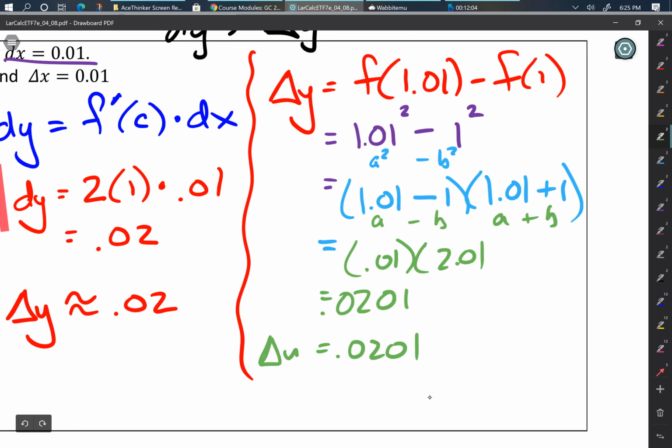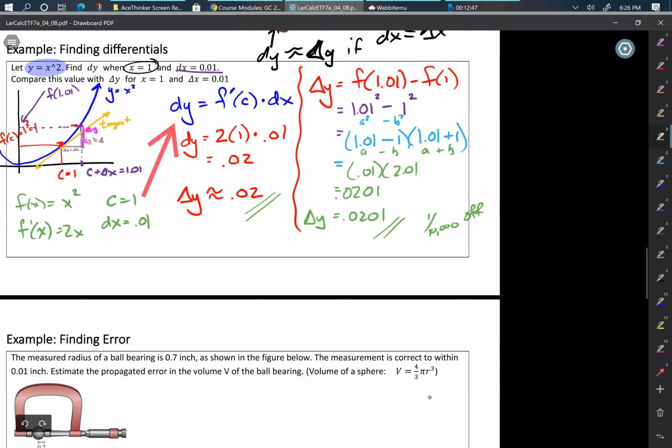So the actual delta y is 0.0201. Our approximation is 0.02. We're off by, what is that, tenths, hundredths, thousandths? We're off by 1/10,000th. Is that a lot? I don't know. Who am I working for? Am I building tools for Harbor Freight? Well, then off by 1/10,000th doesn't matter. Am I building tools for NASA? Well, then off by 1/10,000th might matter, and I might want to find a more accurate way to do this. But either way, I'm pretty happy that I can be as close as 1/10,000th.